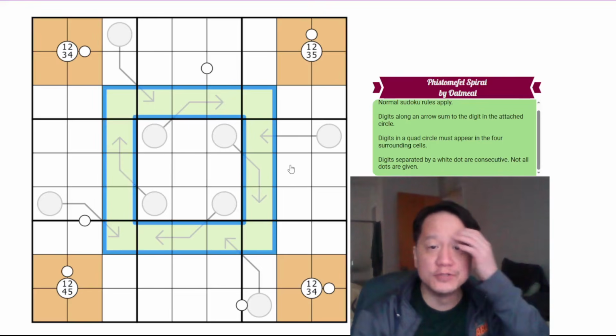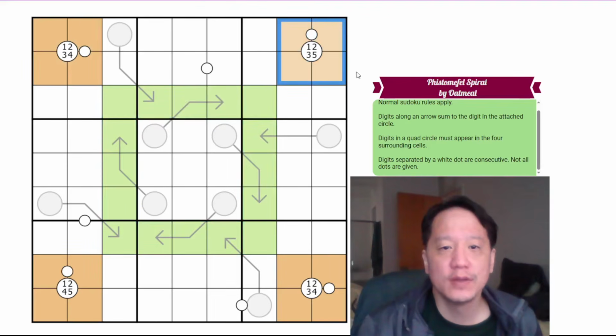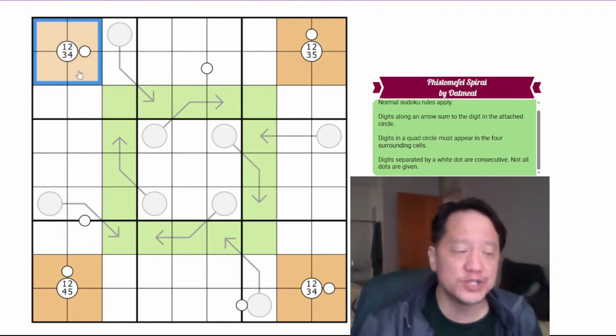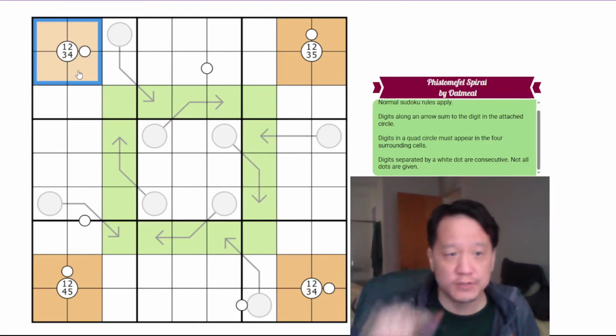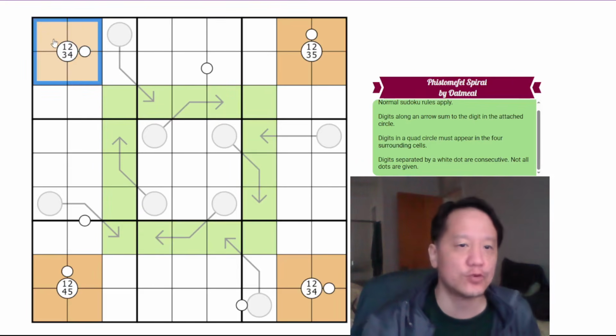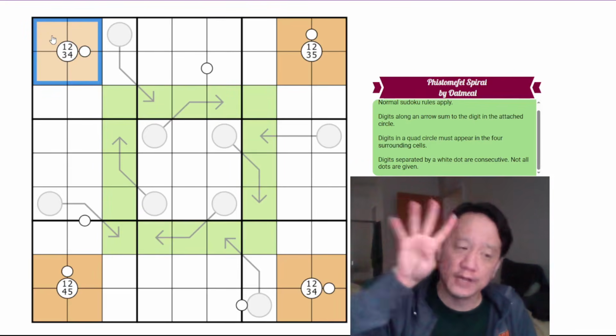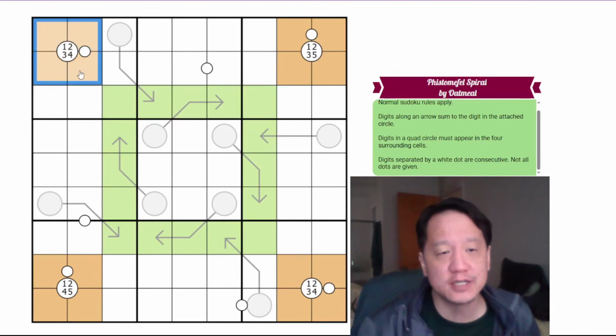So how do we use that? Well, we know in these quads, the 4 digits in the circle must be in the 4 surrounding cells, right? Because there's no other place for them. One of them has to be in each of the cells. There's 4 cells required to be around the quad, and there's 4 cells available in the quad. So therefore, this must contain 1, 2, 3, 4.